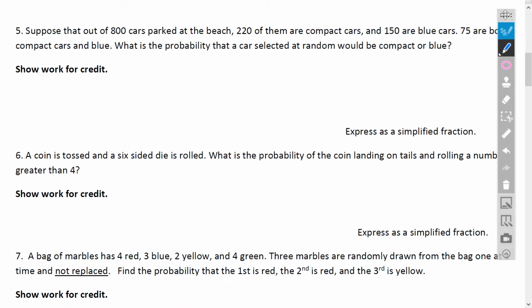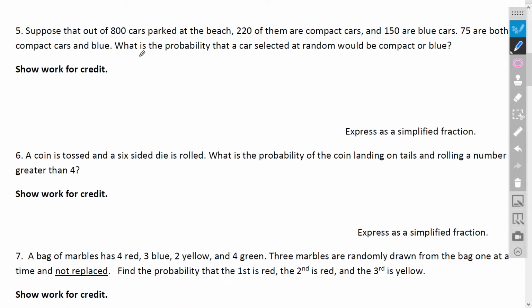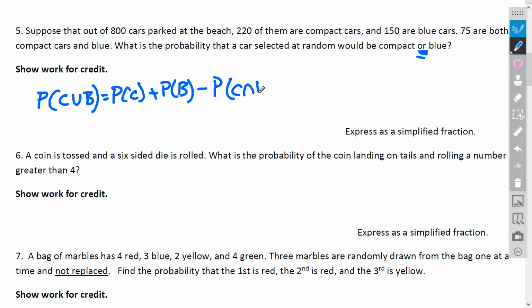Okay, number 5. Suppose that out of 800 cars parked at the beach, 220 are compact, 150 are blue cars, 75 are both compact cars and blue. What is the probability that a car selected at random would be compact or blue? So that's the probability of compact or blue. So we'll do the probability of compact plus the probability of blue, and then subtract the intersection, compact and blue.